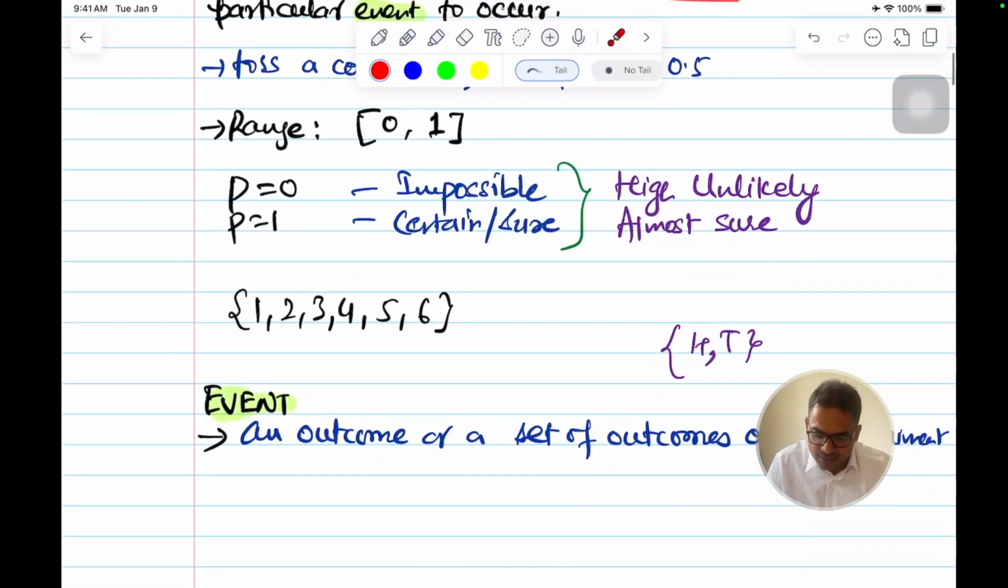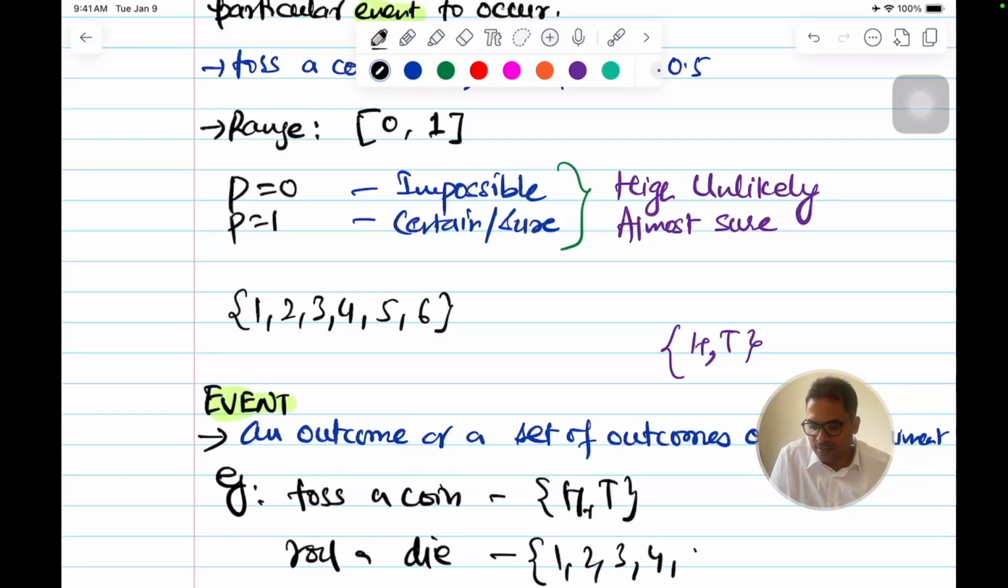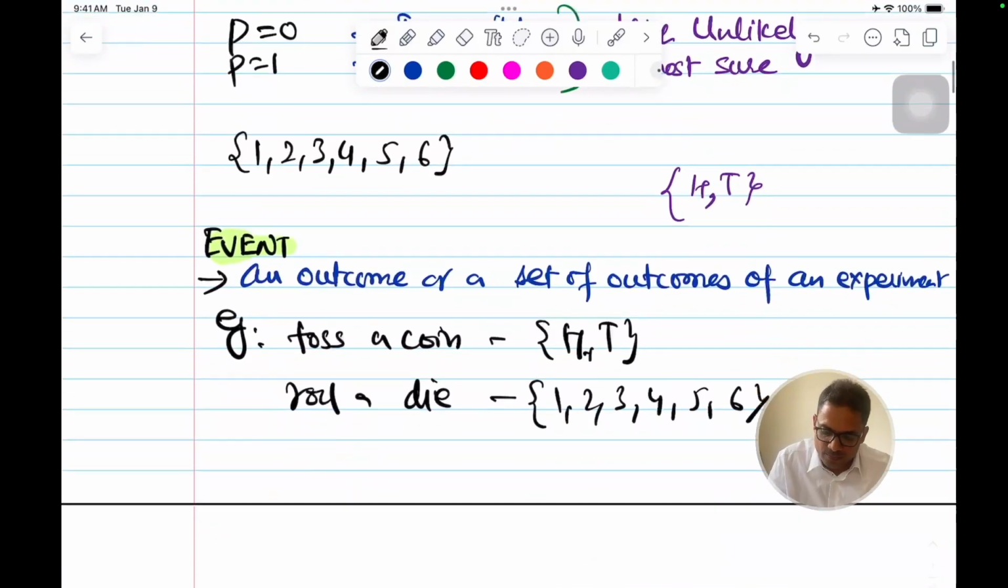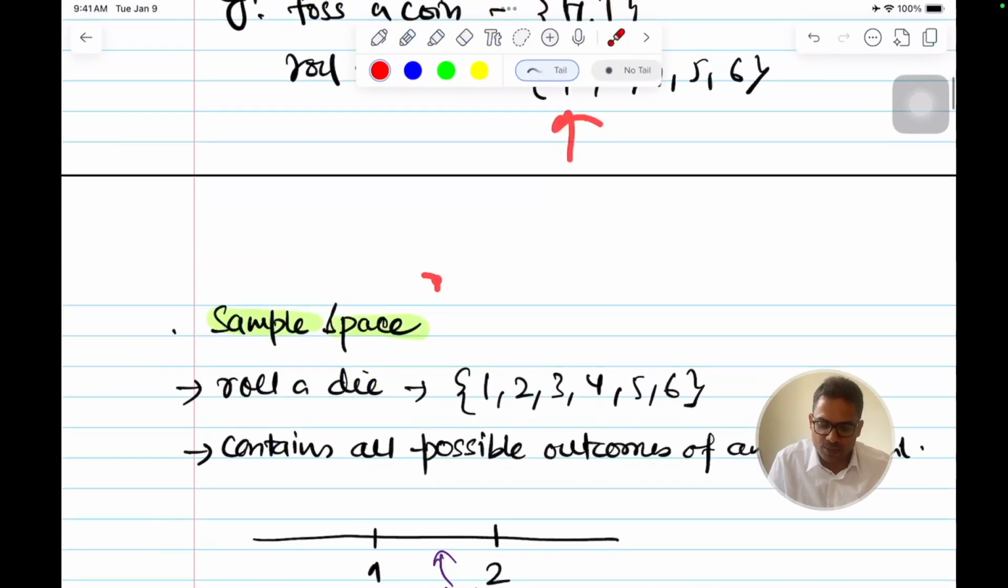Then we saw event. This is an outcome or a set of outcomes of an experiment. When we do an experiment, for example, toss a coin, we get head or tail. Roll a die, we have seen this. We get this, which is our sample space. So this is an experiment we did. We rolled a die and we got this. Then we saw sample space, often denoted by omega.